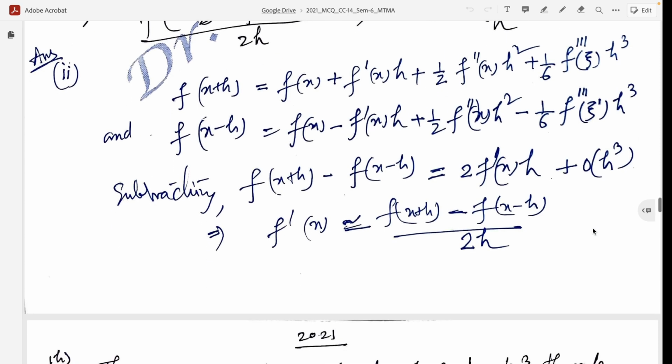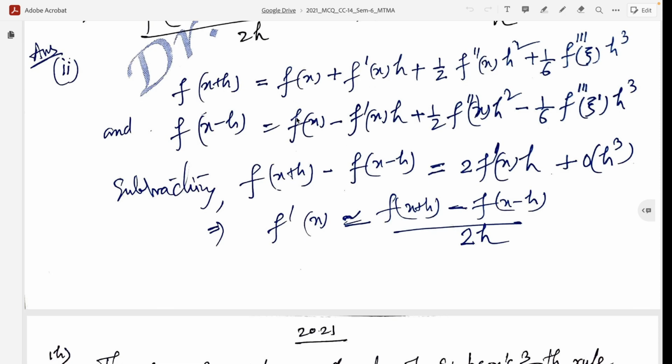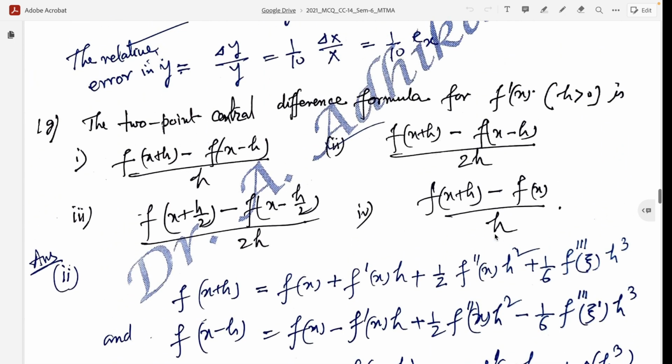Subtracting these, f of x plus h minus f of x minus h, we cancel this term. So we get 2 f x cancels, and we get 2h into f dash x, and the remaining terms are of order h squared. So f dash x equals f of x plus h minus f of x minus h by 2h, and this is the 2-point central difference formula for f dash x.